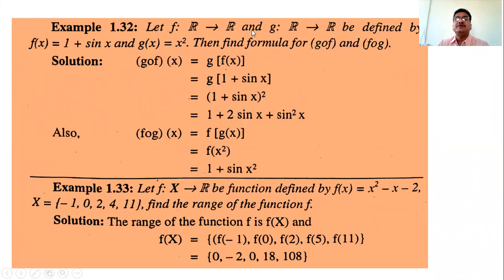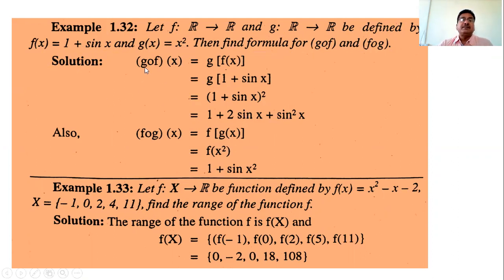Next example: f is a function from R to R, g is a function from R to R, and the definitions are given. f(x) is equal to 1 plus sin x, and g(x) is x square. Then find g circle f and f circle g. This example is important; such types of examples are important as far as the exam is concerned.